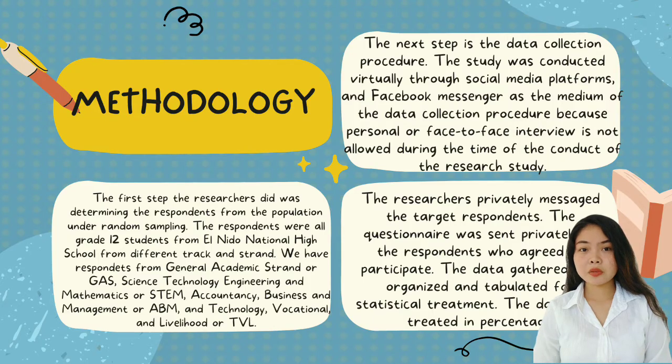The first step that the researchers did was determining the respondents from the population under random sampling. The respondents were all grade 12 students from El Nido National High School from different rank and strand. We have respondents from General Academic Strand or GAS, Science, Technology, Engineering, and Mathematics or STEM, Accountancy, Business and Management or ABM, and Technology, Vocational and Livelihood or TVL.